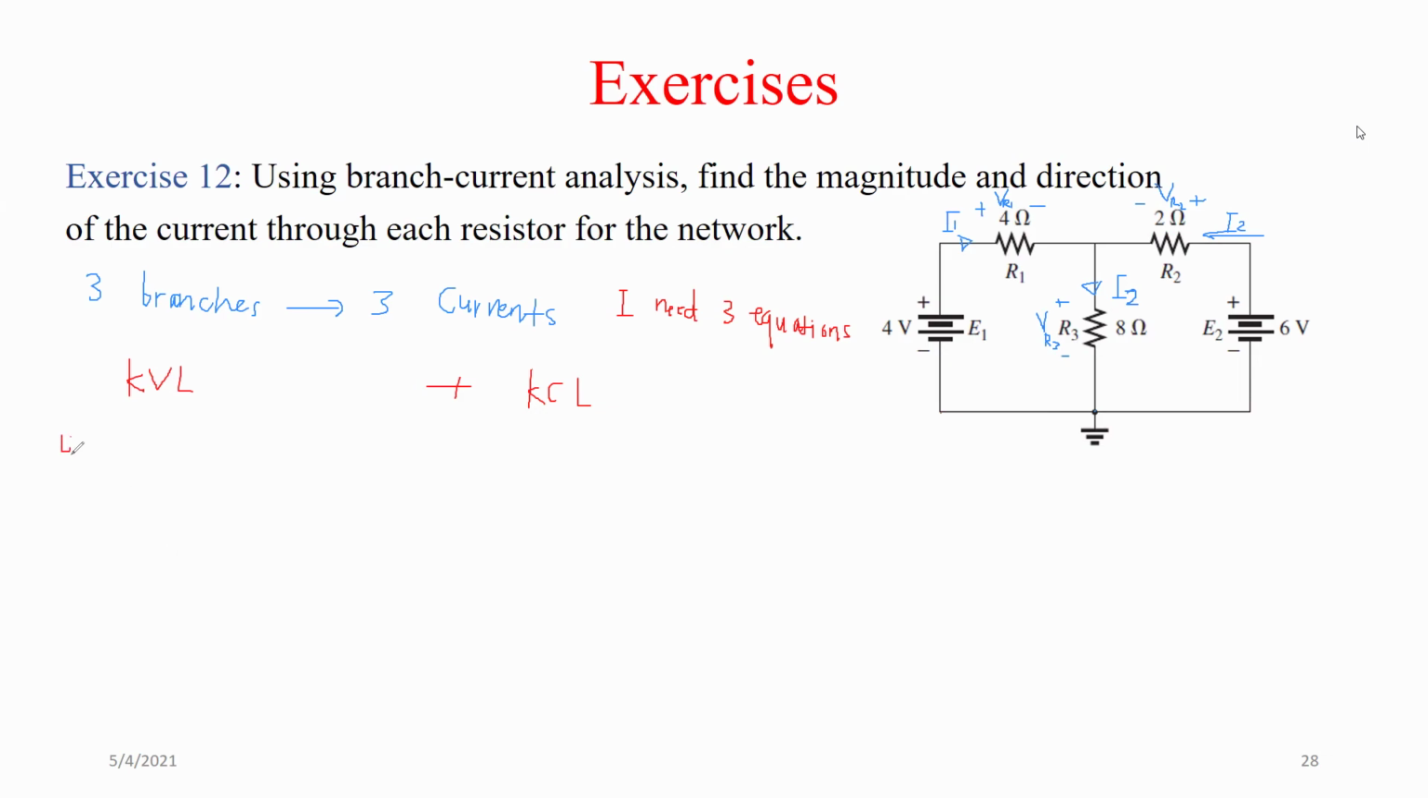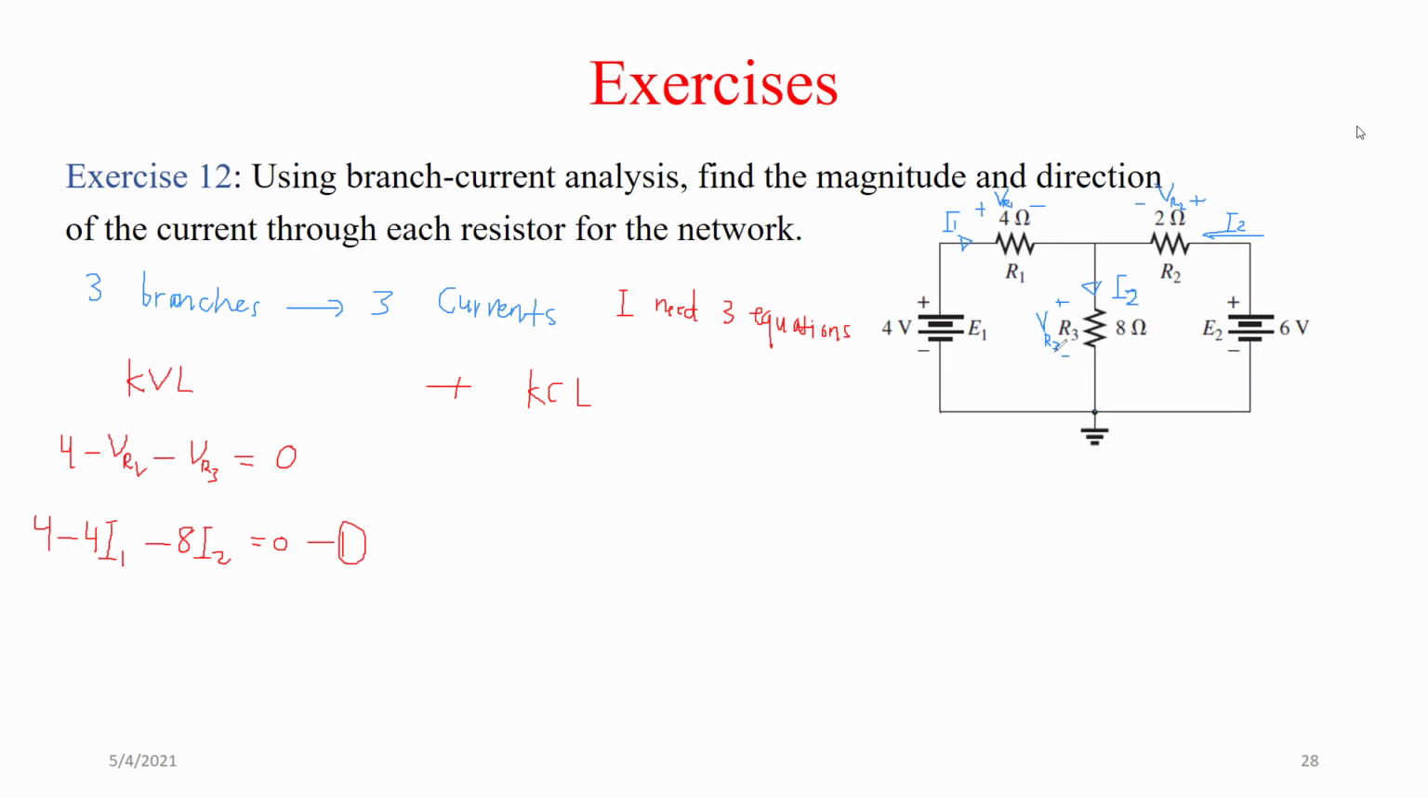4 minus VR1, then minus VR3 equal to 0. Now, because I'm doing current analysis, branch currents, I'm going to change those equations to their branches. The voltage here is 4 times I1. Then the voltage here is 8 times I2, equal to 0. This is the first equation.